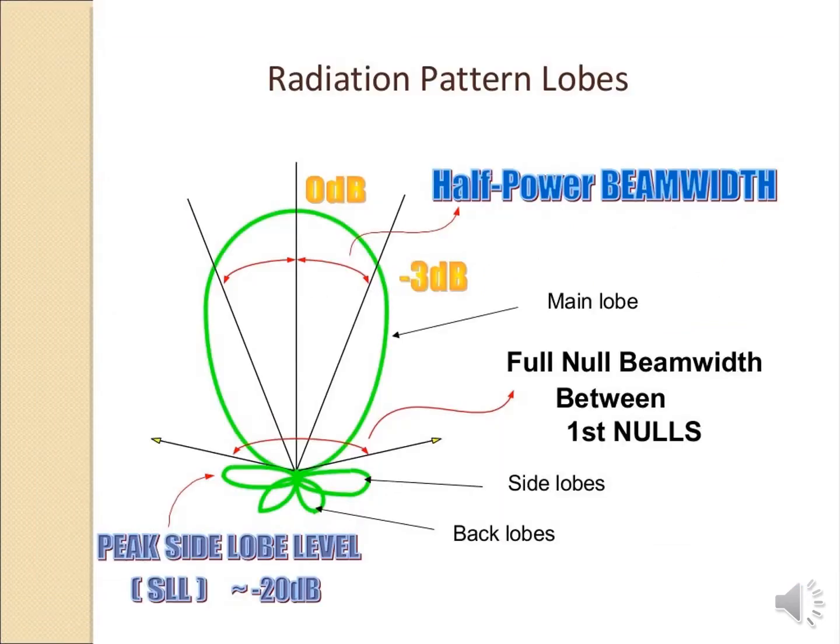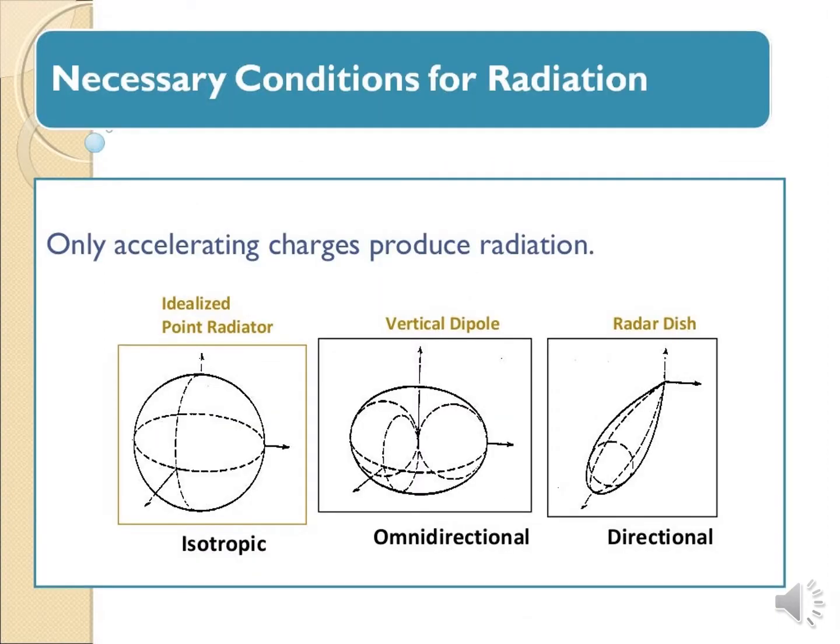That is an antenna. Now coming to the radiation pattern lobes, you can see the half power beam width is calculated, and the green color is the main lobe, as well as the full null beam width between the first nulls, and there are so many side lobes. The side lobes are also called the radiated patterns.